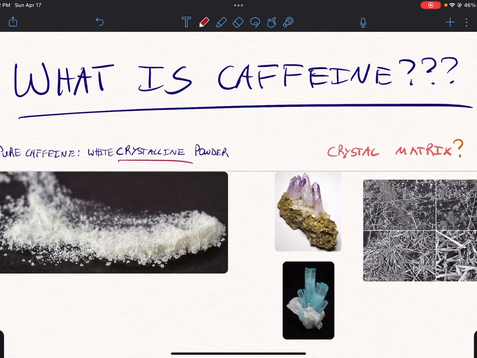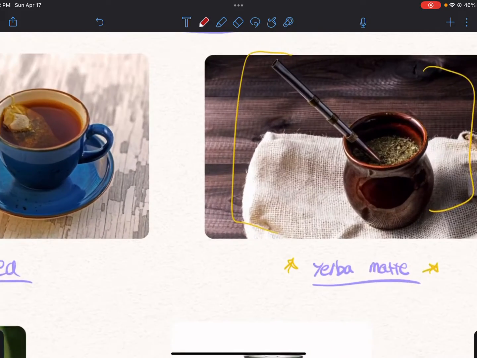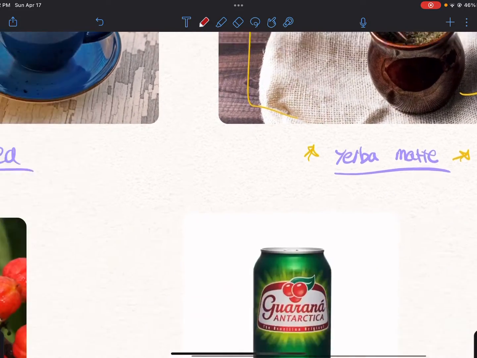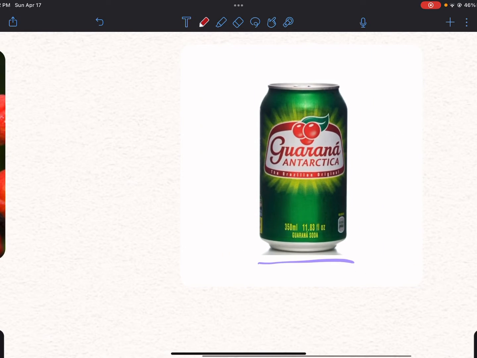Caffeine, it's white, it's crystalline, and most people don't know what it looks like in its purest form. So here it is. So where's caffeine found? So we know caffeine's found in coffee, tea. It's also found in a traditional South American drink called yerba mate. This is how it's normally consumed. And in a drink popular in Brazil called guaraná.